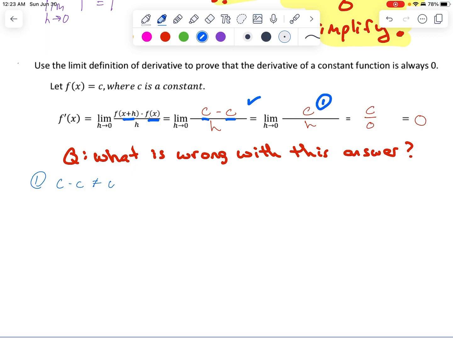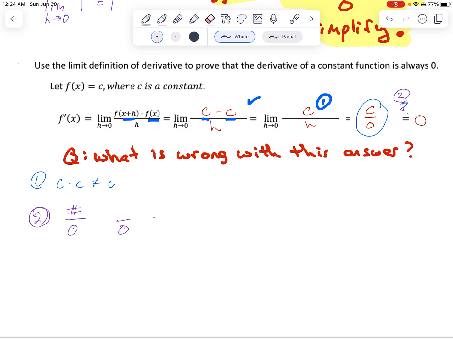But let's assume that they were right and they moved on. And then they got here. When I see c over 0, is that equal to 0? So this is the second mistake. The second mistake is the one I really want to point out. If you get a number over a 0, that's not 0. Any number over a 0, or a constant over a 0, when you're trying to take a limit, that means you have an asymptote. That should be a c. This should tell you, hey, I have an asymptote. This is a discontinuity that I cannot remove.